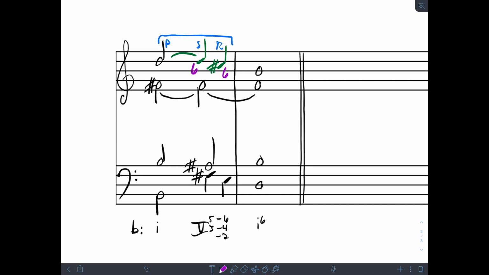Okay, now let's say I went ahead and did a resolution with the tenor.